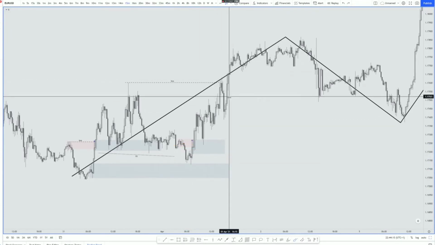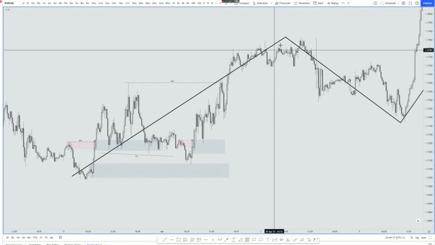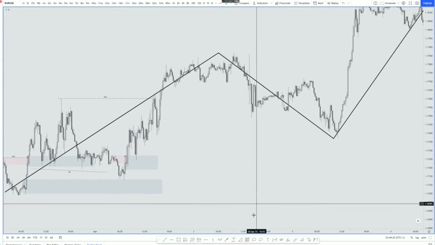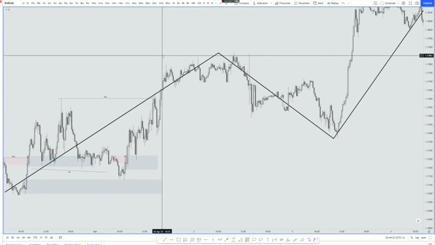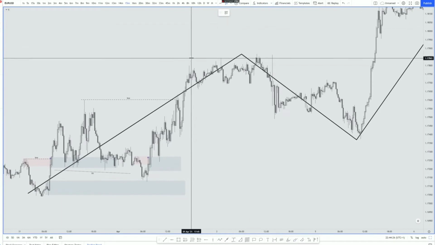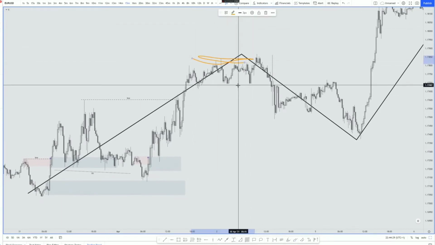Now, as we move on up, we know that at some point the 4 hour trend's got to end. And again, we take the lows, or we take the highs right here, and we take the lows.